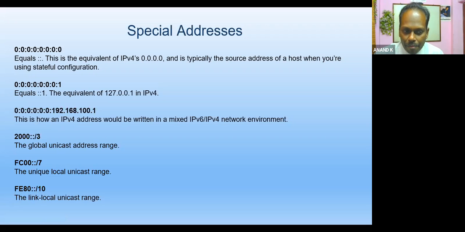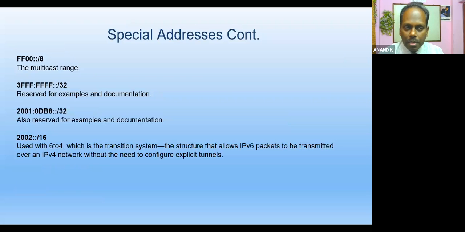We use this FE80, that is link-local unicast. And you also have multicast, FF00, like the 224 series onwards to 239, we can use for multicast. And reserved for examples and documentation, from 240 to 255 you have the same thing, you have 3FFF for examples and documentation. 2002 is also called a tunneling system, if you want to migrate.